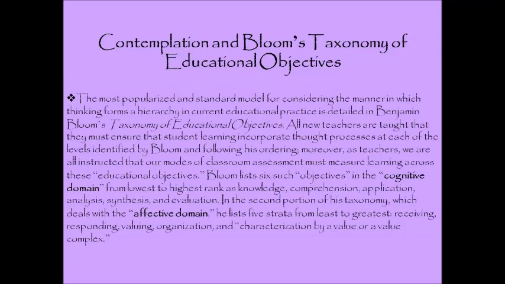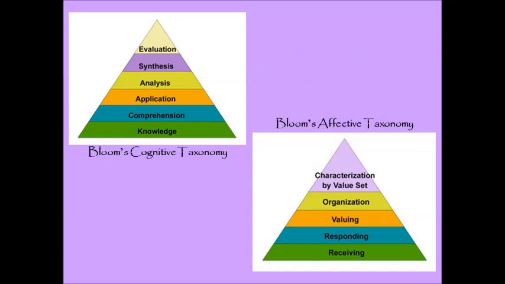In the second portion of his taxonomy, which deals with the affective domain, he lists 5 strata, from least to greatest. So at the bottom you've got receiving, responding, valuing, organization, all the way up to characterization by a value or a value complex. That's a kind of a funny one. And again, he has this other one, the psychomotor taxonomy, but we're not going to look at that one.